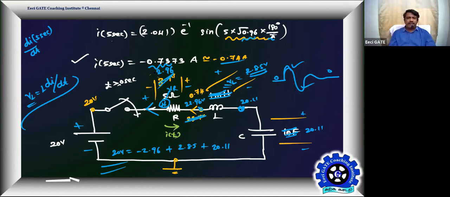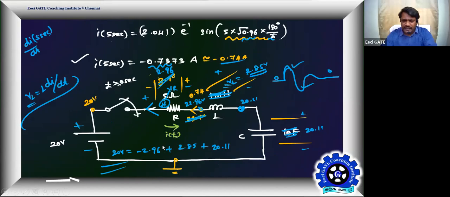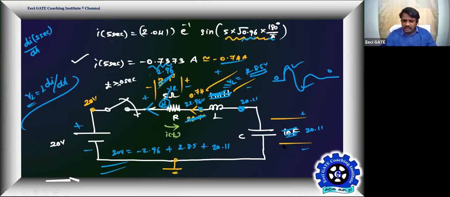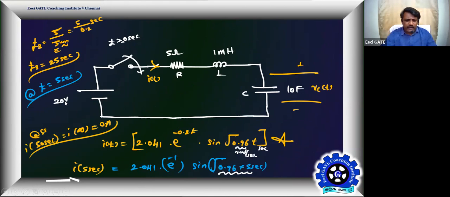Hope it is clear, everyone. So that's how a capacitor charges in the second order transient. Now the above capacitor charged up to what? Up to the supply voltage it will charge.